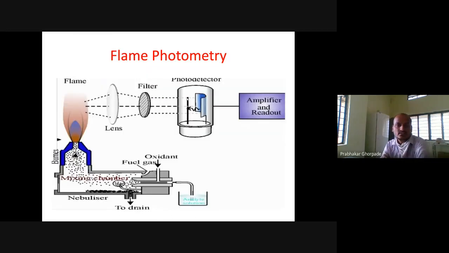Then the next thing you have is flame photometry. This is our flame, and this is our lens. The light passes through the lens and then to the filter, and then to the photo detector. Based on how much light has passed, we can view it on the amplifier and the readout, so we can see the amount of light determined. And this is the oxidant, fuel gas, mixing chamber, nebulizer, and drain burner.